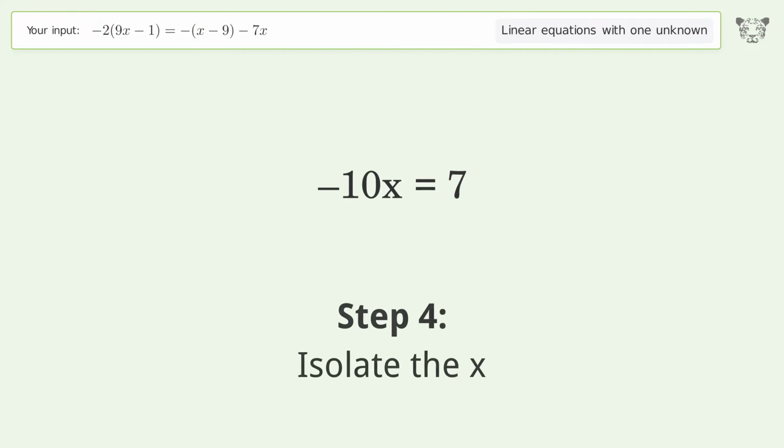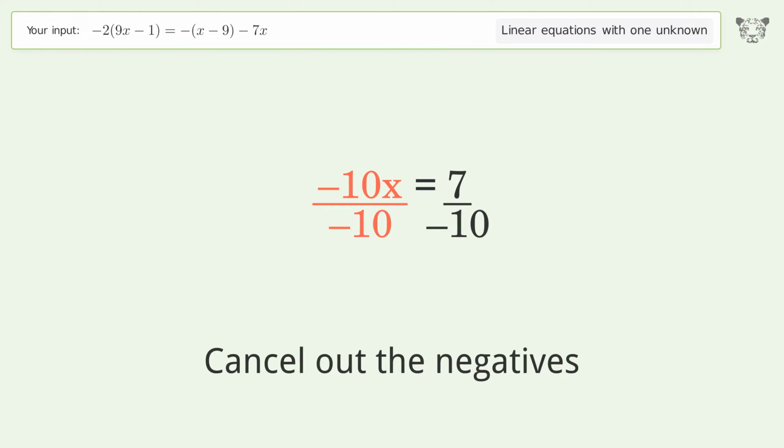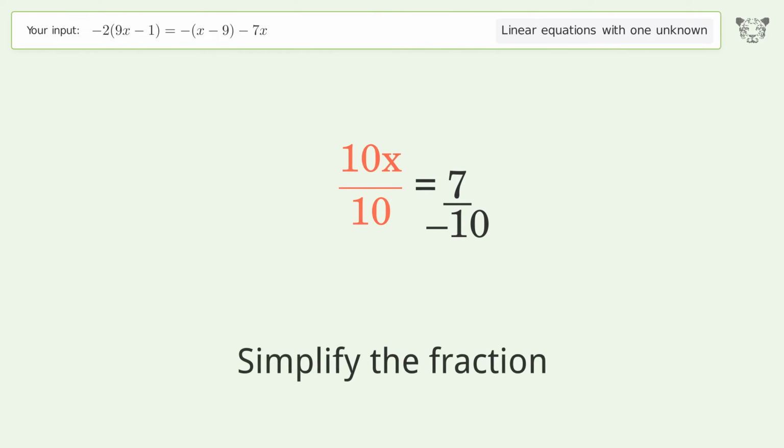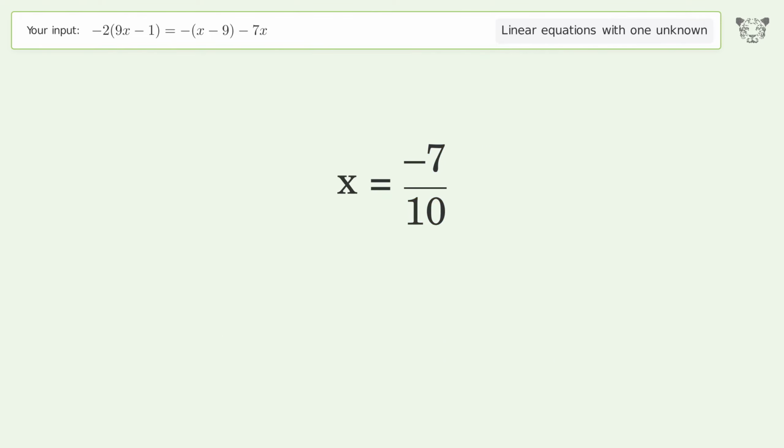Isolate the x. Divide both sides by -10. Cancel out the negatives. Simplify the fraction. Move the negative sign from the denominator to the numerator. And so the final result is x equals -7/10.